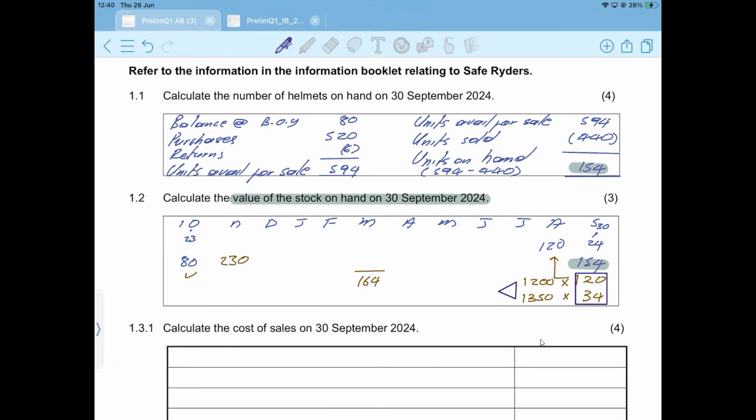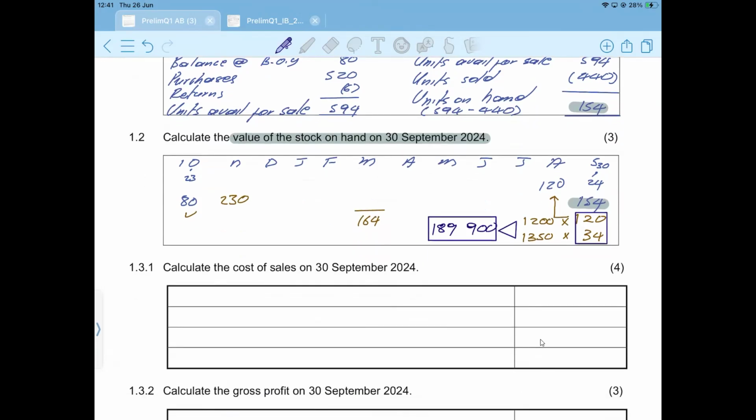So it's 1,200 multiplied by 120 plus 1,350 multiplied by 34. That'll give you 189,900. This here will be our cost of stock on hand. Okay, so that will be the value of the stock on hand. So this is the method that I normally use. I find it to be very, very easy.